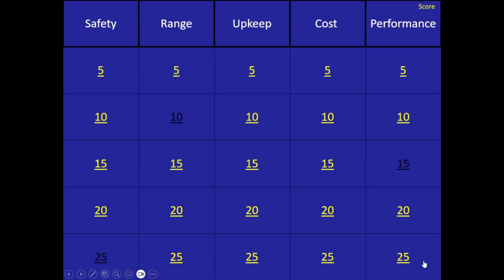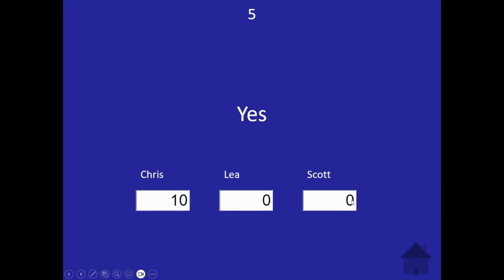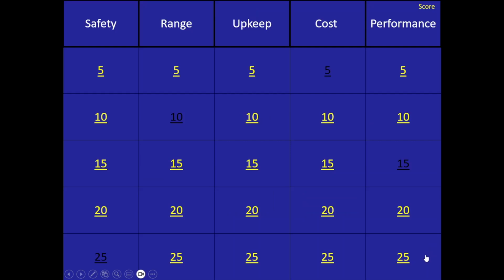What do you want? Cost for 5. Cost? Not feeling very confident, gotta say. Cost for 5. Are electric cars better for the environment? Yes. Yes, okay. You're going to get a point. 5, back, another one, give me one more. Okay. Upkeep for 10. Upkeep for 10.